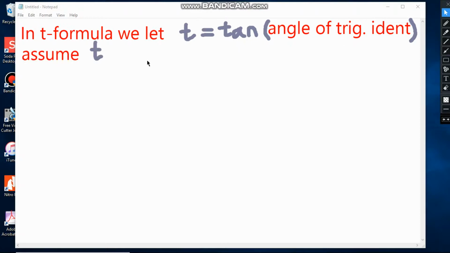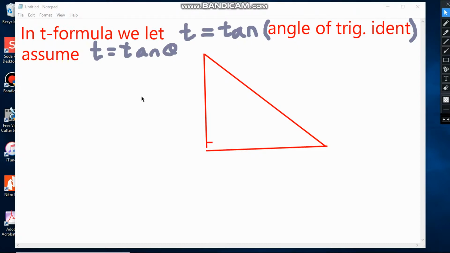So we assume T is equal to tan of theta. It means the expression under the integral has an angle of theta. When you draw a right-angled triangle, with this angle theta, tan theta is opposite T over adjacent, which is 1. So in this side we have 1. So the hypotenuse is the square root of T square plus 1 square.